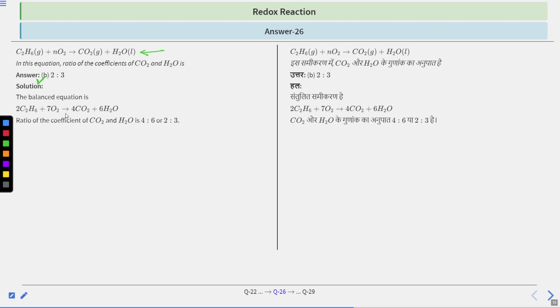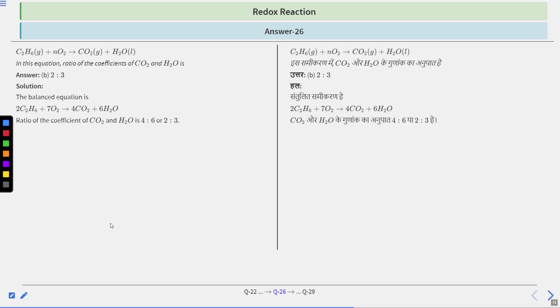On the reactant side oxygen is 14. On the product side we have 8 plus 6, 14. So we have an equal amount of each atom. And the ratio of coefficients of CO2 and H2O is what we were asked, right? So the CO2 coefficient is 4, the H2O coefficient is 6. So 4:6, that is 2:3 in the simpler ratio. Therefore, the correct answer is option B, that is 2:3.